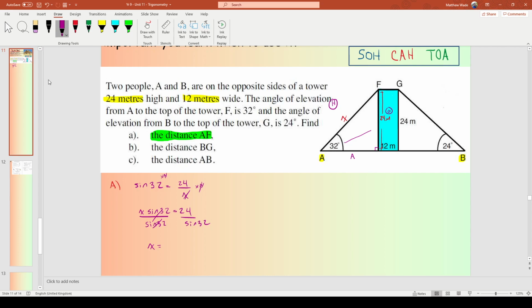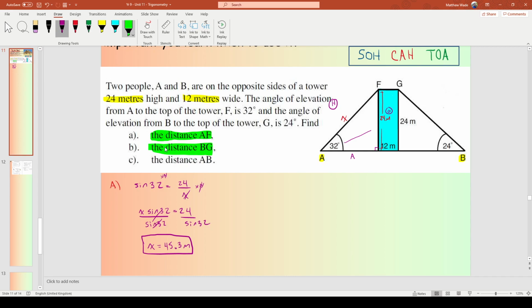And the rest of this is a calculator job, so let's do it. 24 over sine 32 makes a lovely, to three significant figures, 45.3 meters. 45.3 meters, like a boss. Answer to A. Cool.